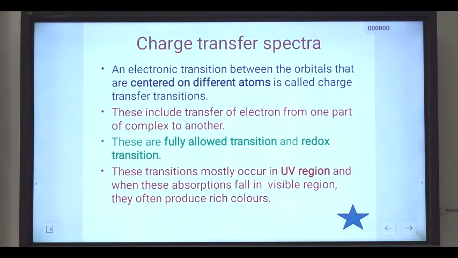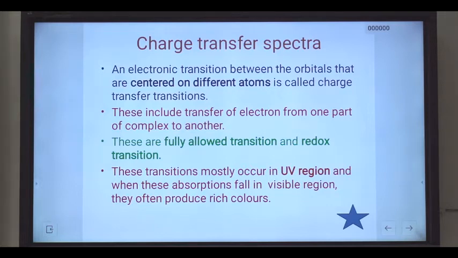Charge transfer spectra is an electronic transition between orbitals that are centered on different atoms. So it is known as charge transfer transitions. These include the transfer of electrons from one part of the complex to another part. These types of transitions are fully allowed transitions and redox transitions. Redox transitions means those transitions in which oxidation as well as reduction takes place.